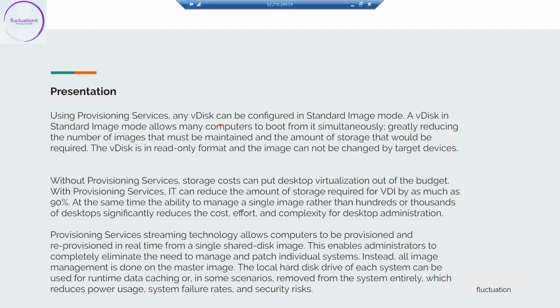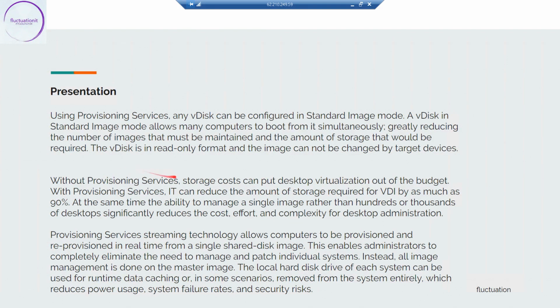A vDisk in standard image mode allows many computers to boot from it at the same time. Wow! And greatly reducing the number of images that must be managed and the amount of storage that will be required. Of course, a company prefers to really manage their storage rather than add new storage. Okay, this is the best practice. So the vDisk is a read-only format, and the image cannot be changed by target devices. We'll see after that we have, of course, some cache.